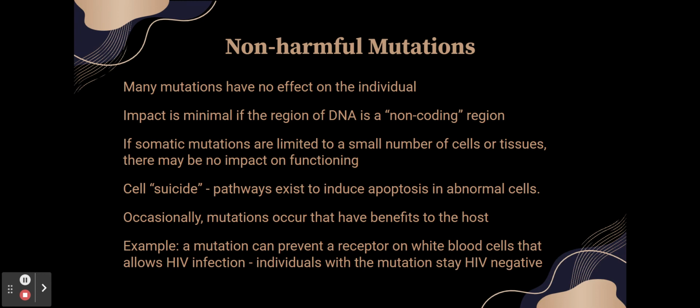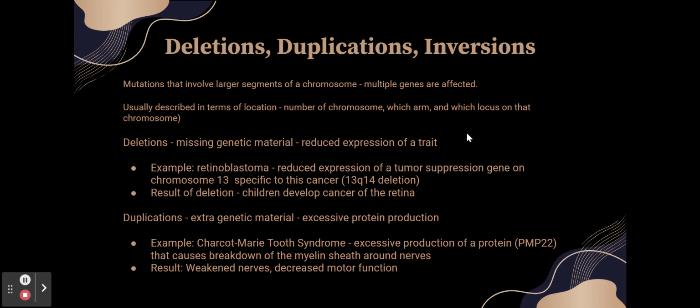And occasionally, we see mutations that have benefits to the person who has them. For example, there is a mutation that prevents white blood cells from getting infected by HIV. So individuals who are exposed to HIV, if they have this mutation, will not contract that disease. That's how it's theorized that evolution occurs. Eventually some mutations are beneficial enough to give people an advantage in reproduction, and that changed gene will be passed on.